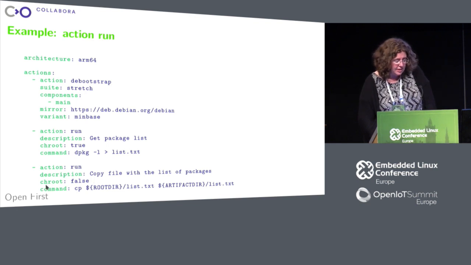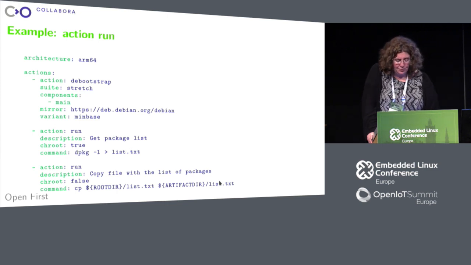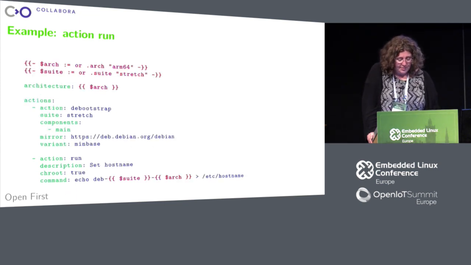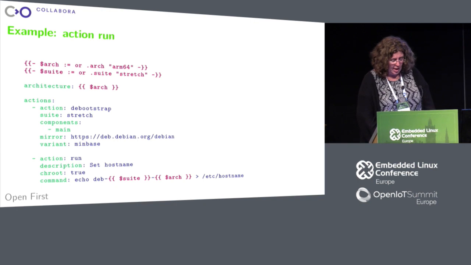So in this case, we say chroot false, and we say, I want to copy the list file that is installed in the root of the image to my artifact dir, because the artifact dir is what I am going to keep after the Debos execution. A second example, you also, of course, can use variables in the commands. So in this case, I am just using a command, but if I wanted to run a script, I would only have to pass the variables, well, the parameters, to the script, and it will work fine.